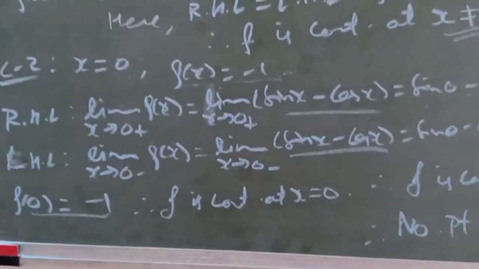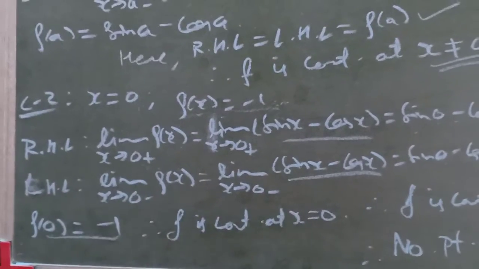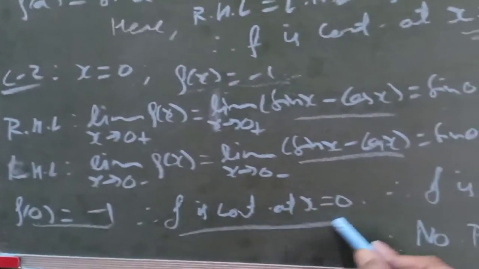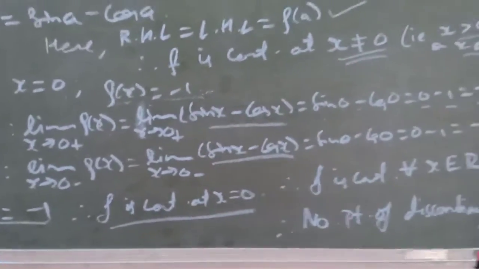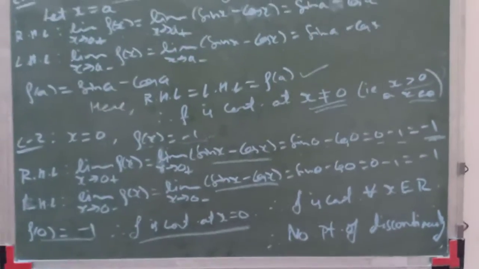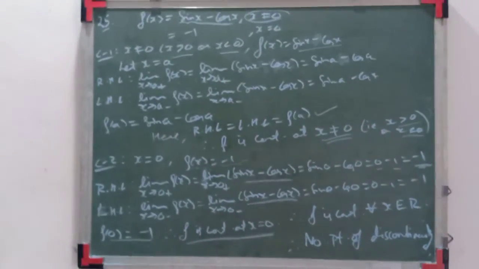So here what we observed, RHL is equal to LHL is equal to the value of the function, therefore the function is continuous at x equals 0. Thus the function is continuous everywhere. For all real numbers, the function is continuous, meaning no point of discontinuity.